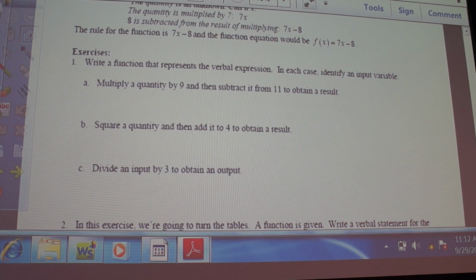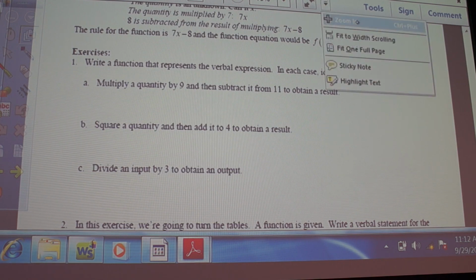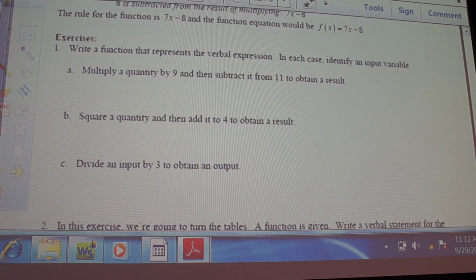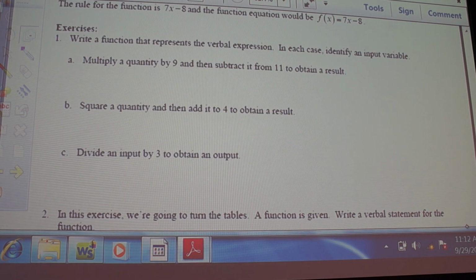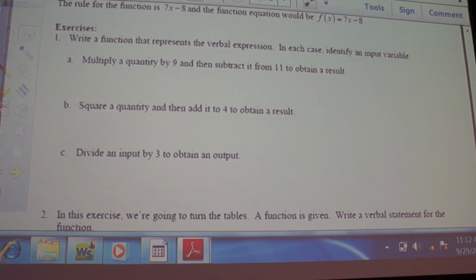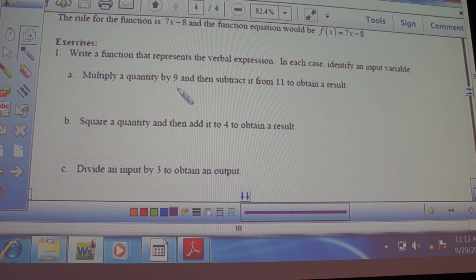Write a function that represents the verbal expression. Multiply a quantity by 9. So just make a quantity x or n, whatever you want. So multiply a quantity by 9. So how would I do that one? 9x, exactly. 9x, perfect. And then subtract it from 11.